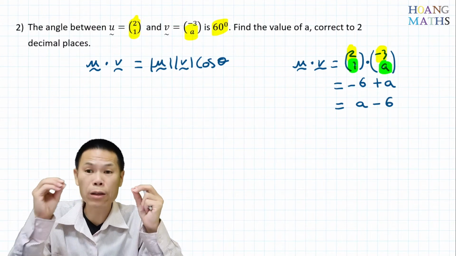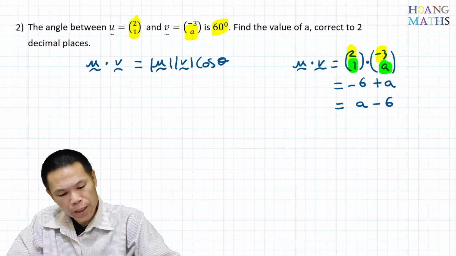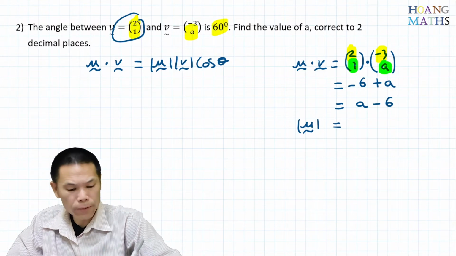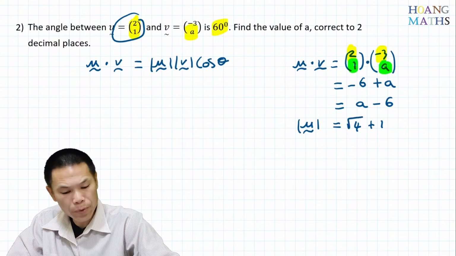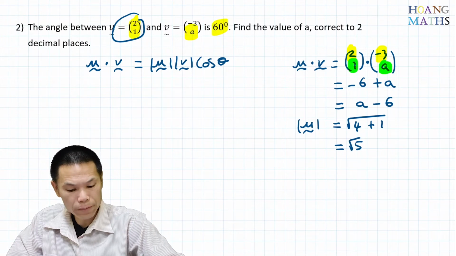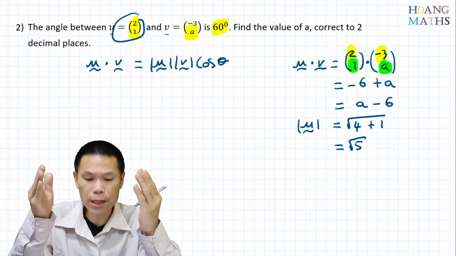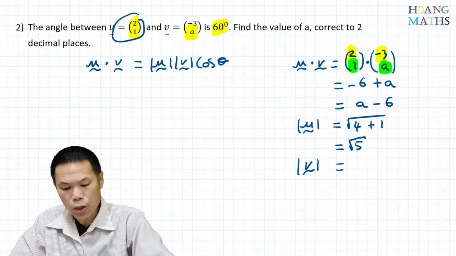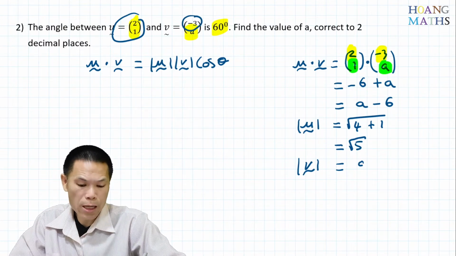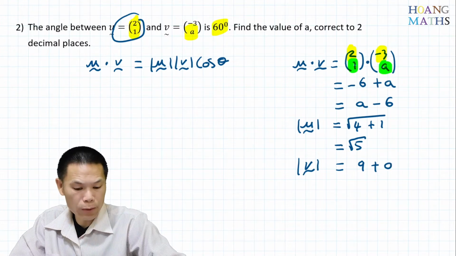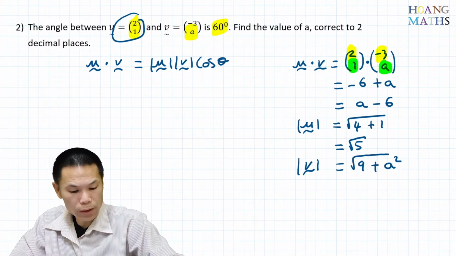So now let me work out the magnitude of u and v. So the magnitude of u, u is (2, 1), so 2 squared is 4 and 1 squared is 1, which we add up, just using Pythagoras' theorem. So that gives me square root of 5. Now to work out the magnitude of v, let me write this down. Negative 3 squared is 9 plus a squared. So a squared is a squared. We just write this down with a square root of this.